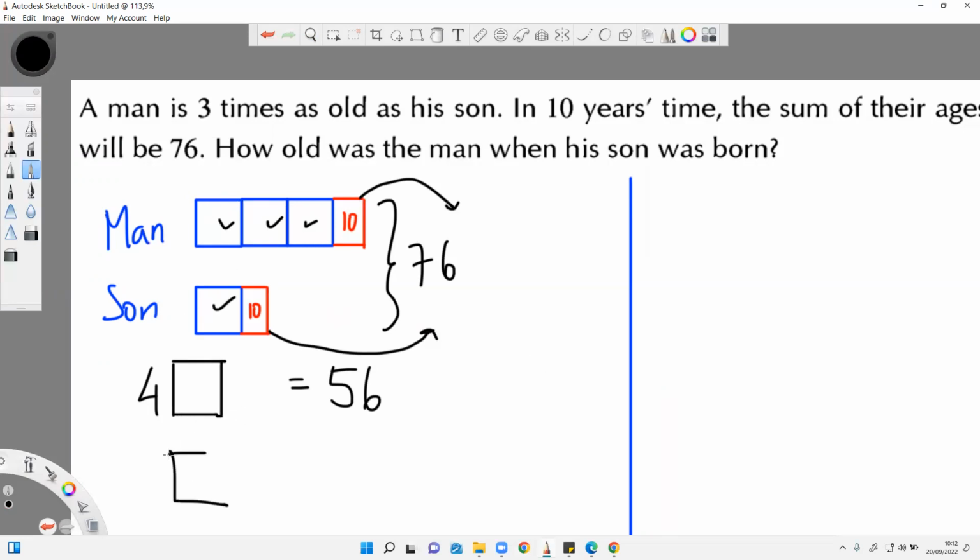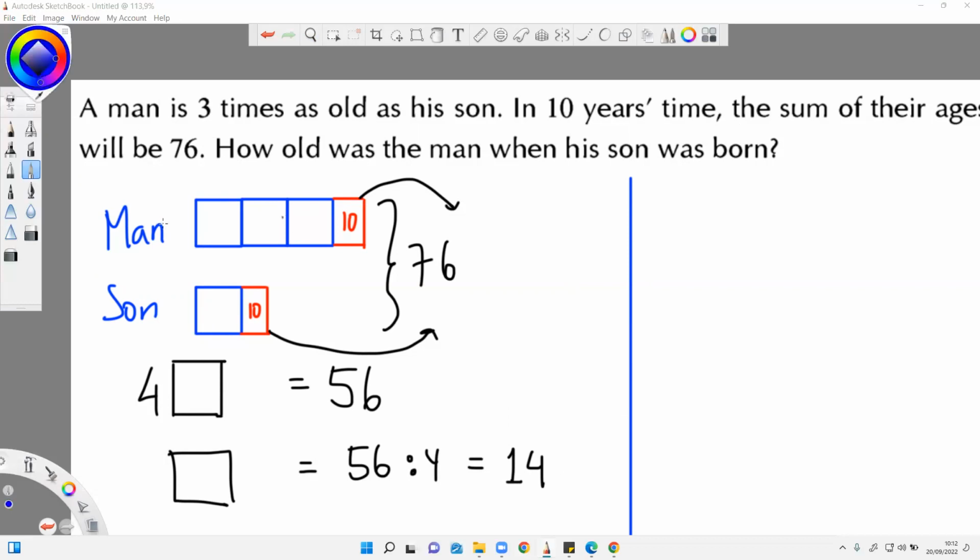So what is 1 square's value? 56 divided by 4, right? I can get it easily: 14. If you use a calculator, you will get 14 years old. So we know that each blue square here is 14 years, right?